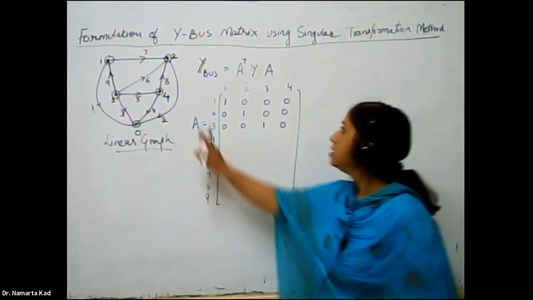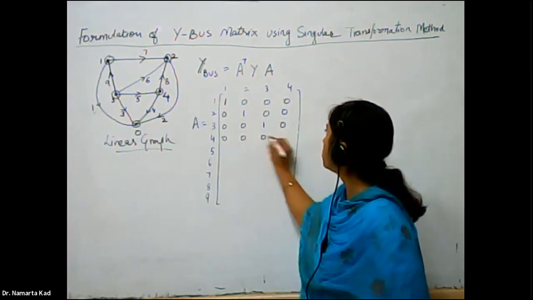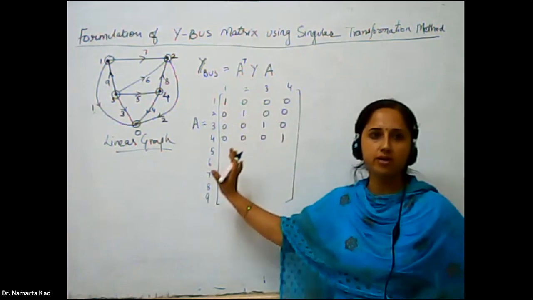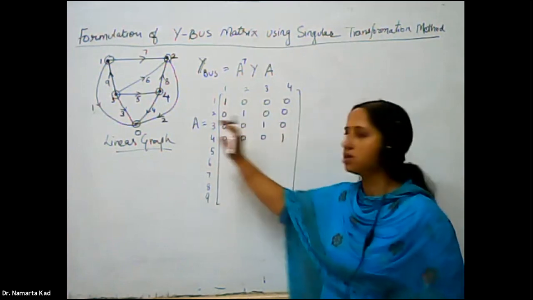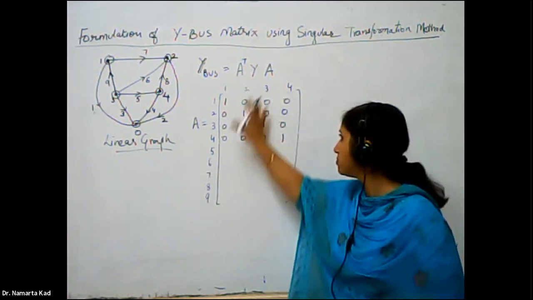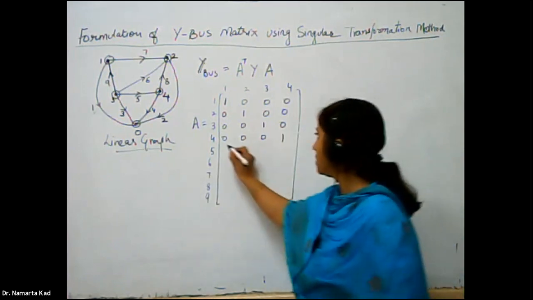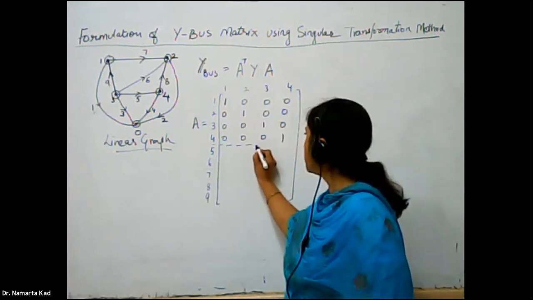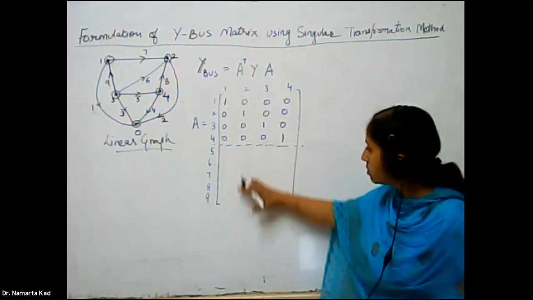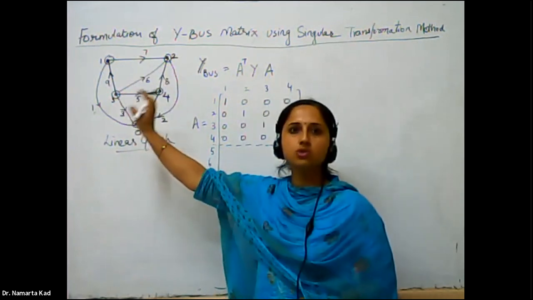And similarly the fourth element, it is 0, 0, 0 and 1. Now this type of matrix is only for the branches, not for the links, and this type of matrix generally appears as an identity matrix. Now we have to write the same matrix for the links in this co-tree.